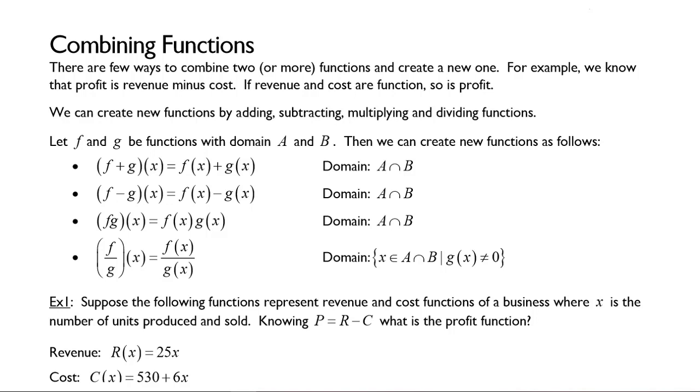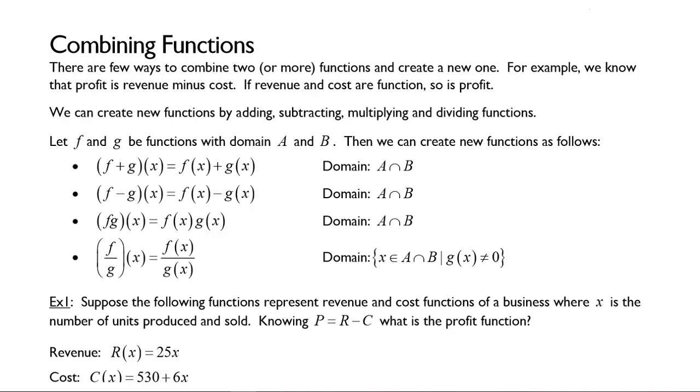Let f and g be functions with domain A and B. Then we can create new functions as follows. (f + g)(x) = f(x) + g(x), and the domain is the overlap between the domains of A and B. We would read this as: the domain is A intersect B.